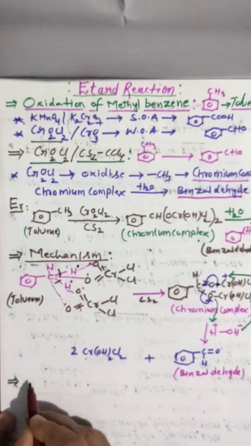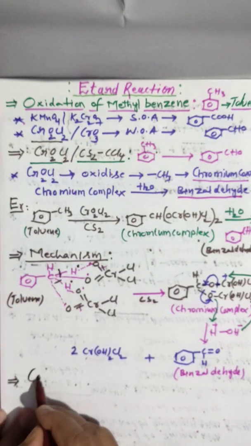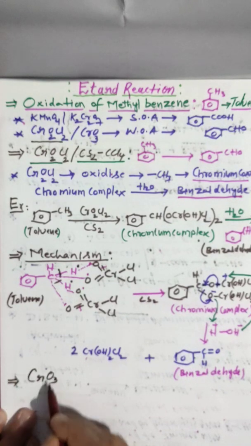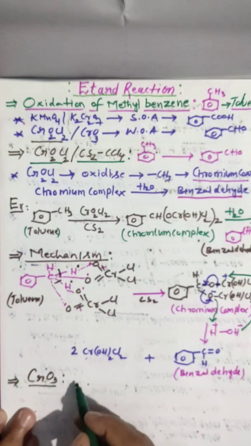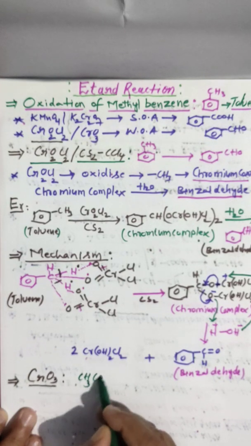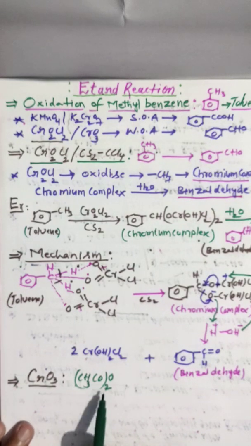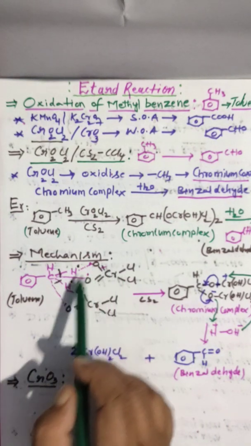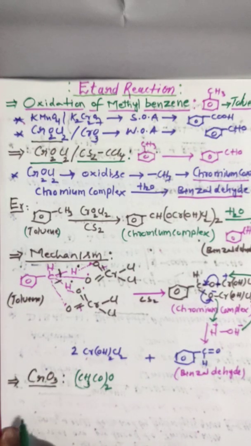The same will go for chromium oxide, that is chromic oxide. This is also an oxidizing agent. Here we have to use the solvent acetic anhydride, (CH3CO)2O. In place of chromyl chloride, you can go for this chromic oxide in acetic anhydride.